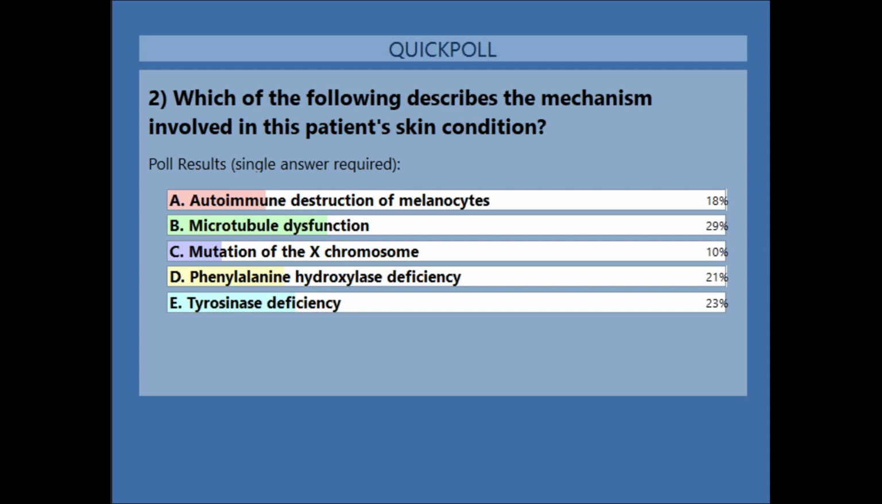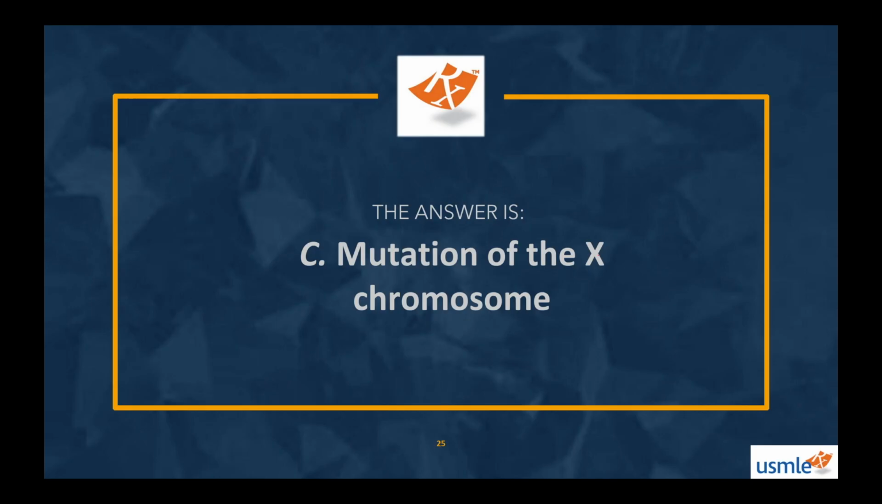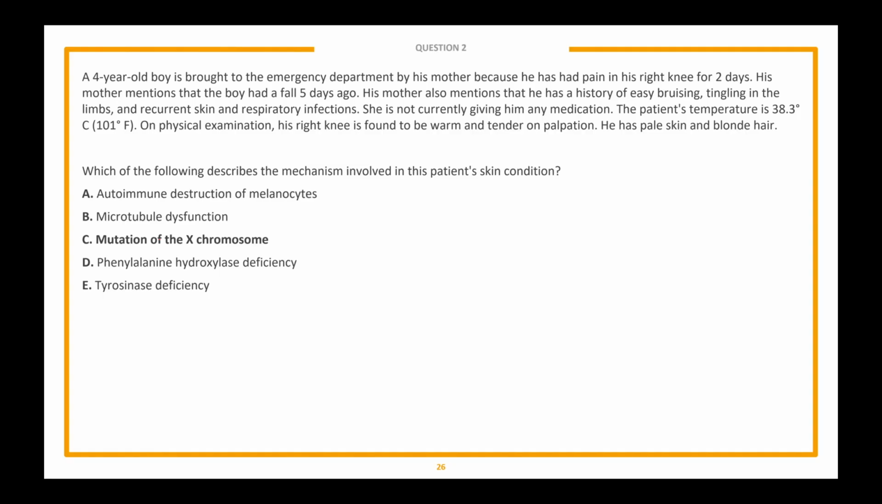So let me go ahead and close the answers, and let's see what the actual answer is. And it is actually C, mutation of the X chromosome, actually the one that not many people were thinking about. So back to you, Bras. Thank you, Dr. Lee. I think this answer choice may actually be B, microtubule dysfunction. So I apologize for the bolding error there, but this is actually B, microtubule dysfunction. Okay. Yeah, I thought so too. I was wondering about that.